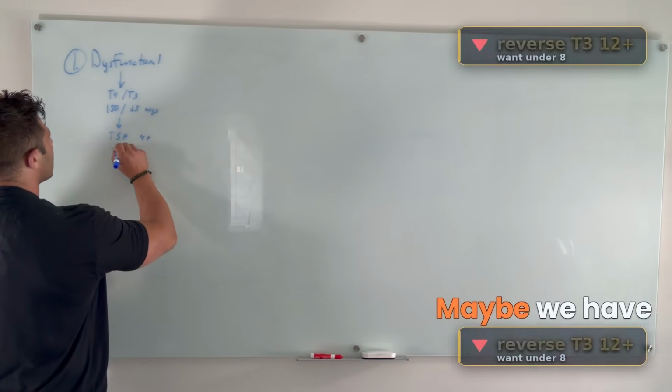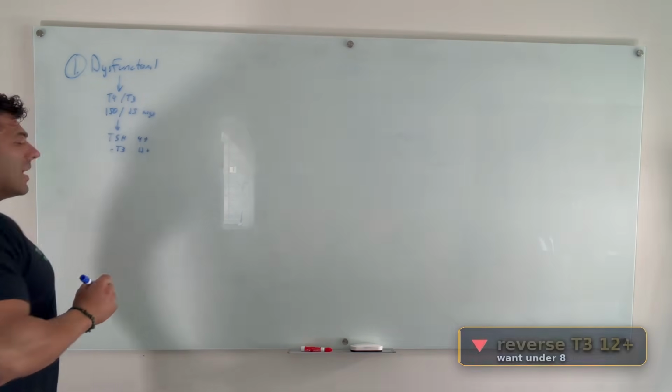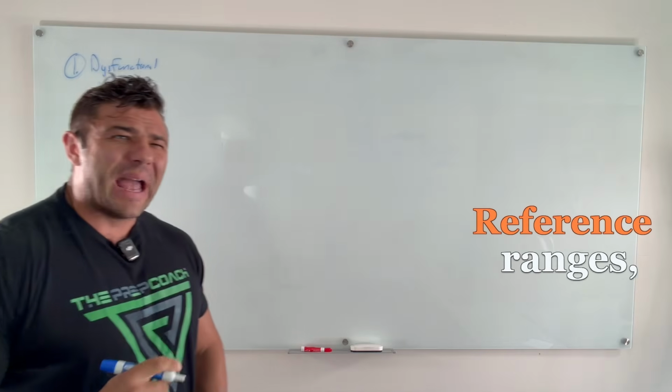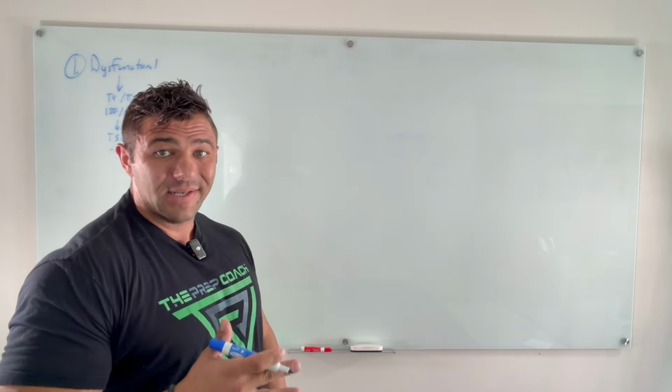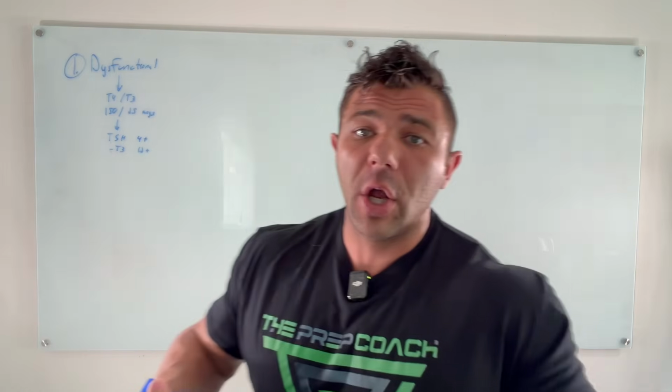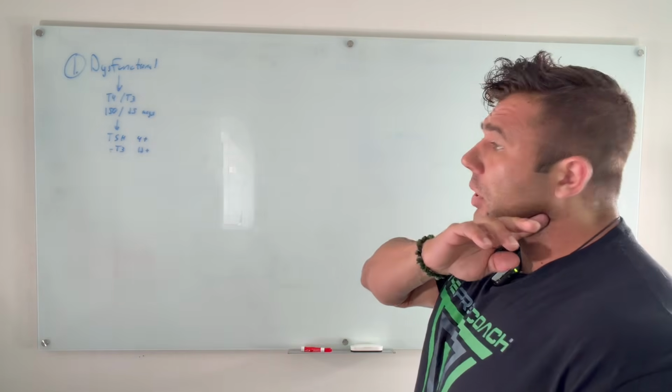Maybe we have a reverse T3 of 12+, right? In reality, reference ranges, I believe, start at 12, right? We want it 8 or lower. I technically want 0. Reverse T3 is there for whenever you're in a coma to keep you from burning through substrate to keep you alive. We're not in a coma, right?